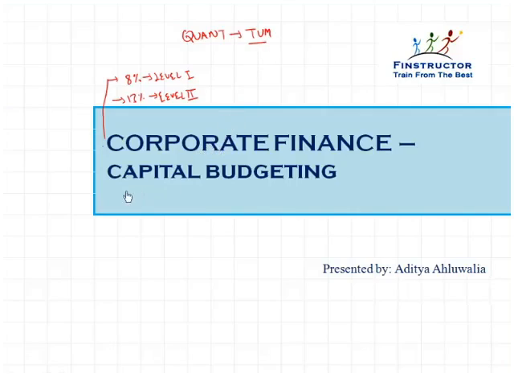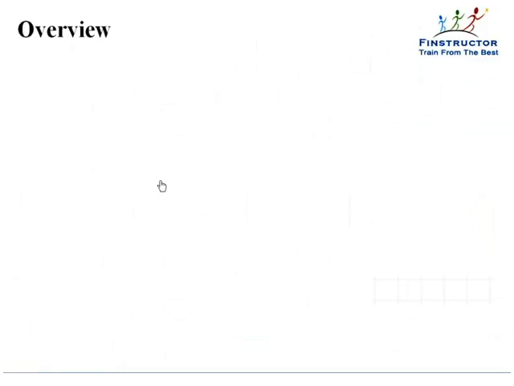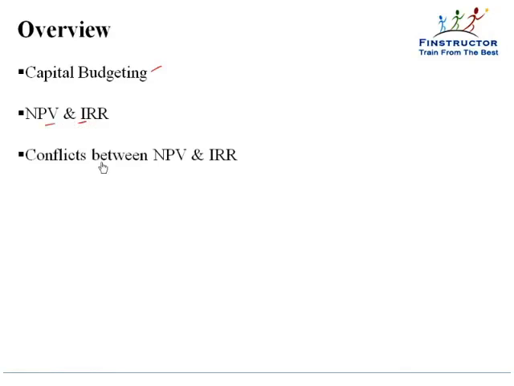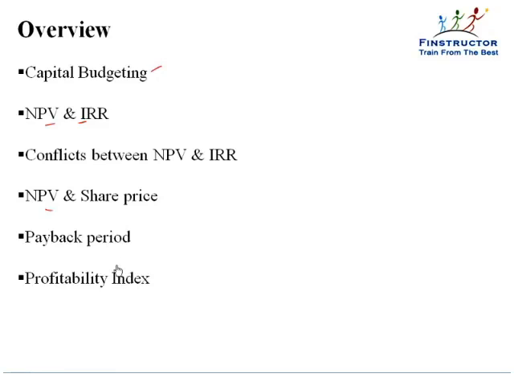The first chapter in today's review deals with capital budgeting. We'll start with the definition and the principles of capital budgeting. Understand the methods of analysis called NPV and IRR. What happens when there's a conflict between the two methods? How is the share price impacted by the NPV of a project? And finally, the two other analytical tools of payback period and profitability index.